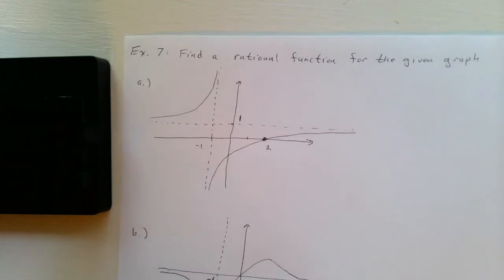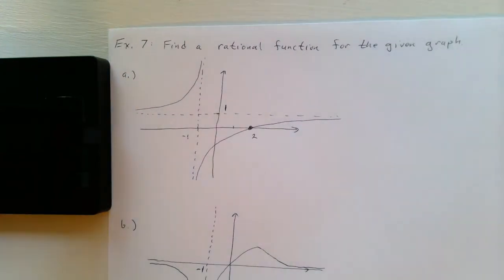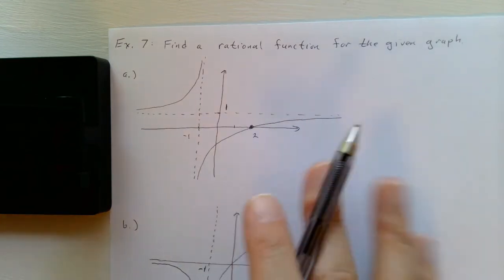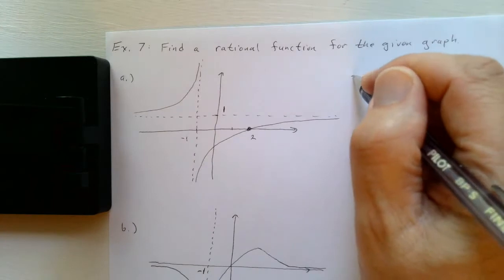Okay, for our last example, we're going to go in the other direction. We're going to take a graph and see if we can come up with a formula or a rational function to match this. So once again, it's really about, just like with polynomials, we just needed to know the x-intercepts. Here with a rational function, we just need to know the x-intercepts and the vertical asymptotes and the horizontal asymptotes to some extent.